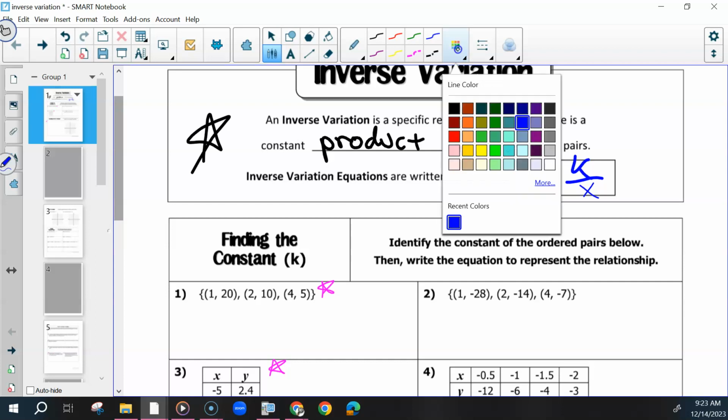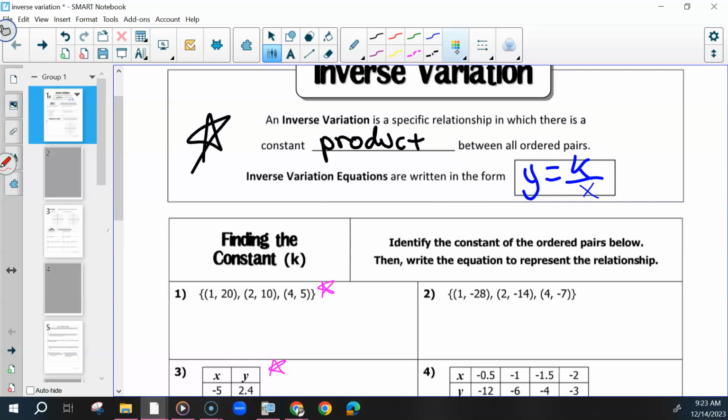Alright, just like we did before, if we were finding the k for this, how would I solve this equation for k? Multiply both sides by x. So k equals y times x in this case. So when you go to take your quiz and test, your goal will be to not confuse the two, not mix them up. Direct is you are dividing to find k, but your equation is multiplying. Inverse, your equation is dividing and you are multiplying to find k. They're opposites.